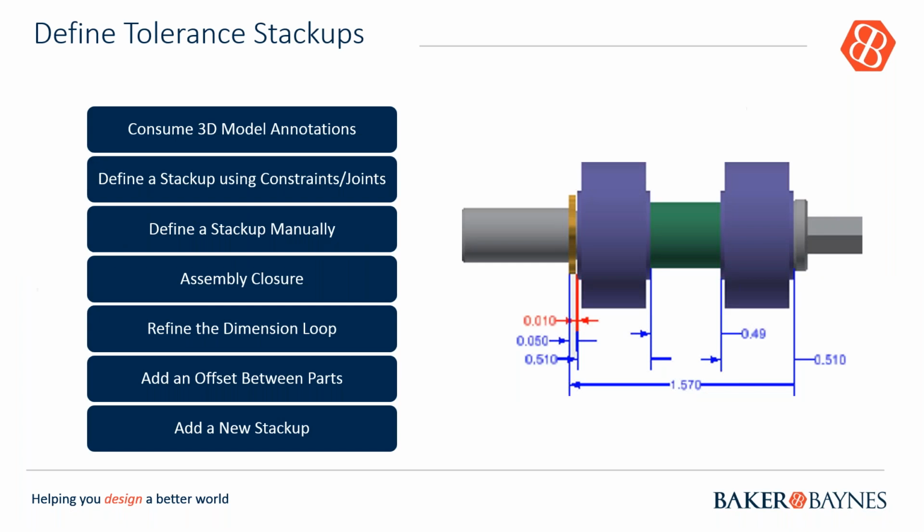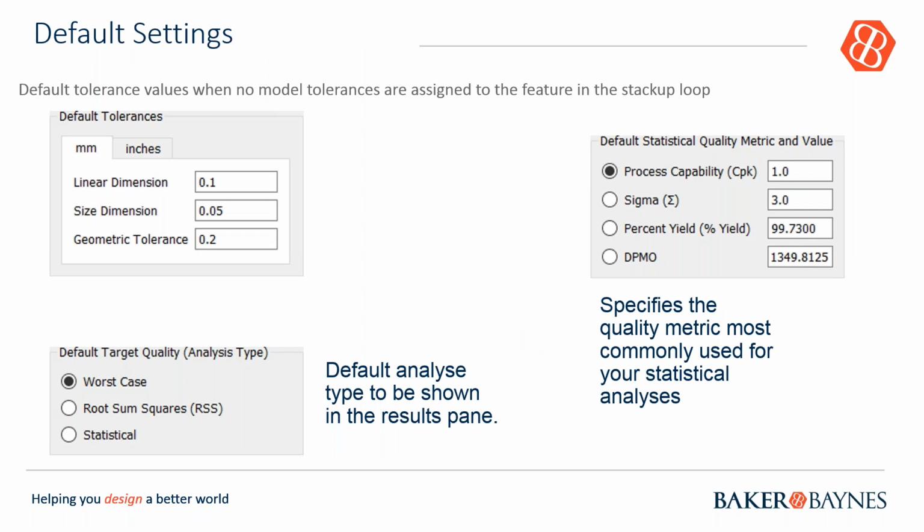Now, let's look at the stackups itself. What does the stackups do? It consumes the 3D model annotations. You can define a stackup using constraints and joints, or you can define a stackup manually. For assembly closure, you can define the dimension loop, and of course add an offset between parts and add a new stackup.